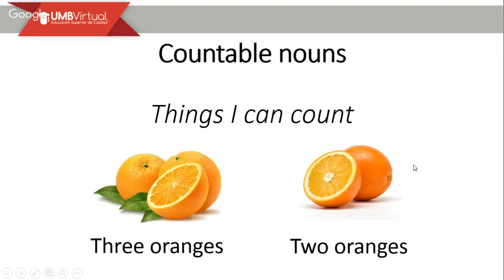So first thing we are going to check is countable nouns. Countable nouns are those nouns that we can already count. We can know the number of objects or things that we have. For example, we can count cars, fruits, oranges, and we can count the different things, for example, eggs and like that.